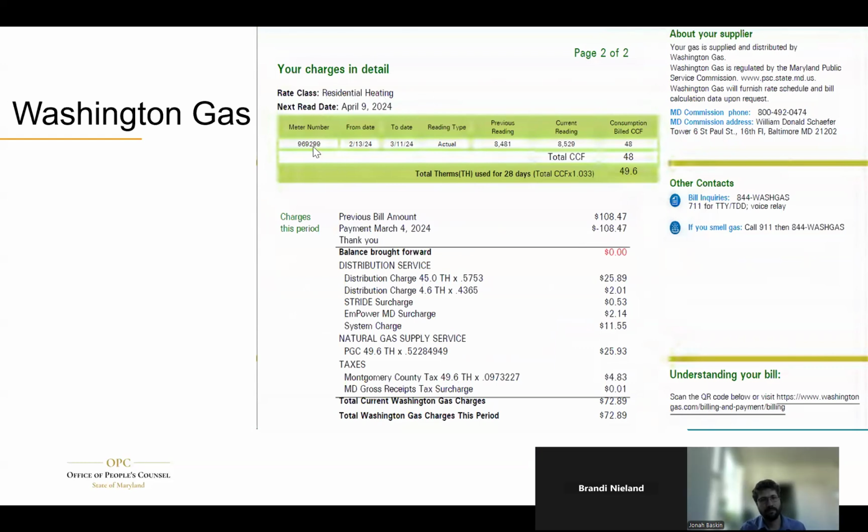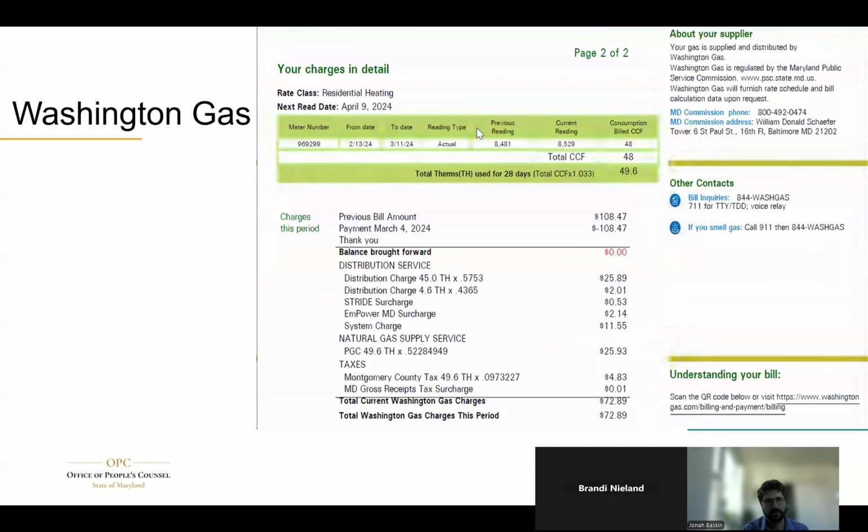We have our meter number, which again is specific to you, and they include the date it was read. Then they take your last meter read and subtract your current meter read, and then they come up with your usage during this period. Again, this is another great place to check if you're concerned about your usage, just making sure that it's correct, and if it's not, filing a complaint with the Public Service Commission after having your meter checked.